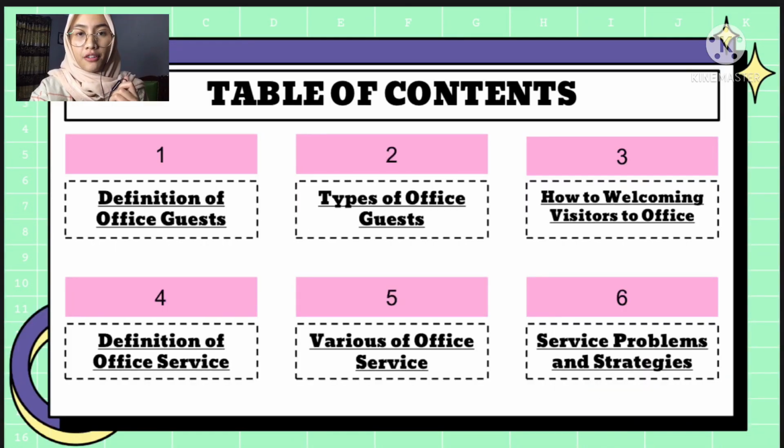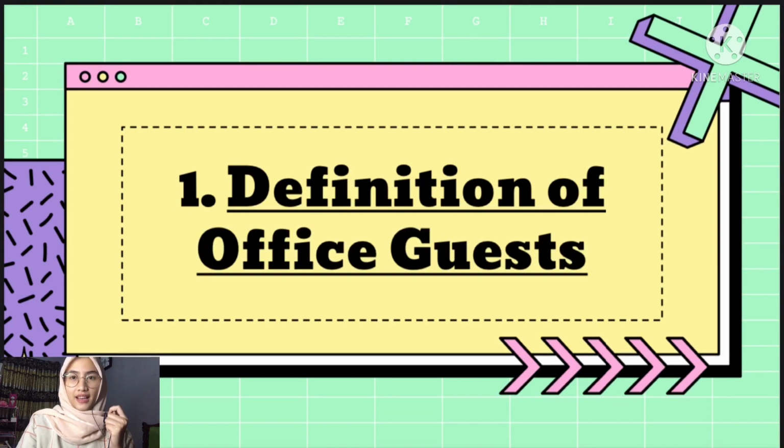The subchapters of material that we will discuss are: first, definition of office guest; second, types of office guests; third, how to welcome visitors to the office; fourth, definition of office service; fifth, various kinds of office service; and last, service problems and strategies.